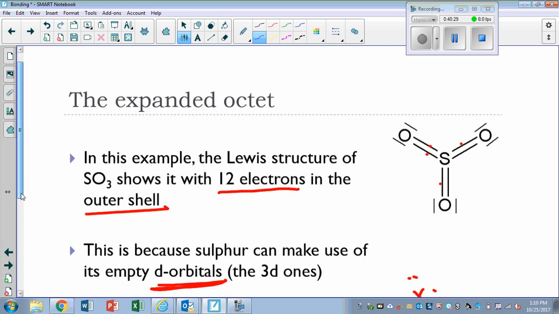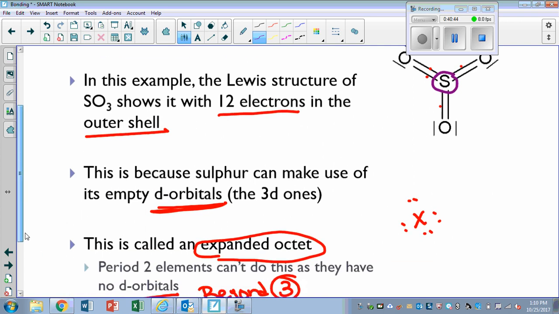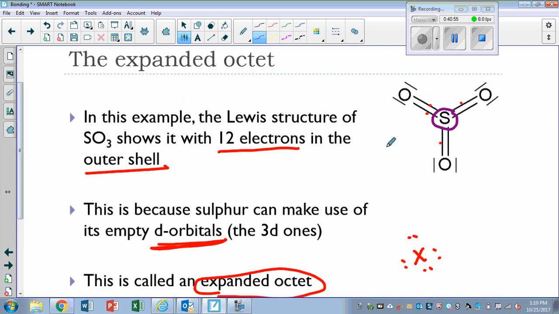Then next thing left is called expanded octet. I talked about that some elements like sulfur are an exception to it. It can hold more than 8 electrons, and to do that it uses its 3d orbitals, the d orbitals. So these are called expanded octets. Period 2 elements cannot do this because they have no d orbitals. So this thing happens beyond period 3. It does not happen for period 2 elements. So sulfur can use its lone pairs and its d orbitals to make expanded octet.